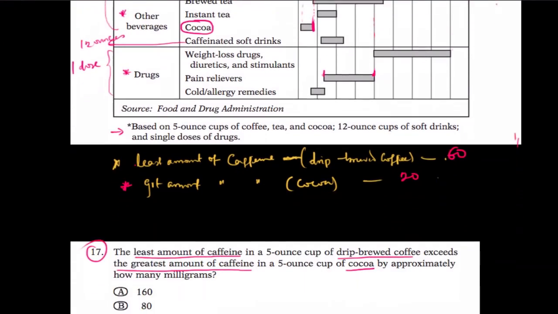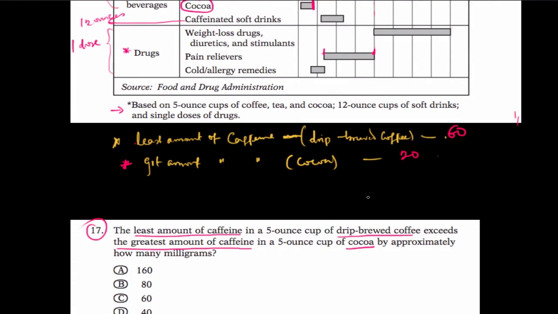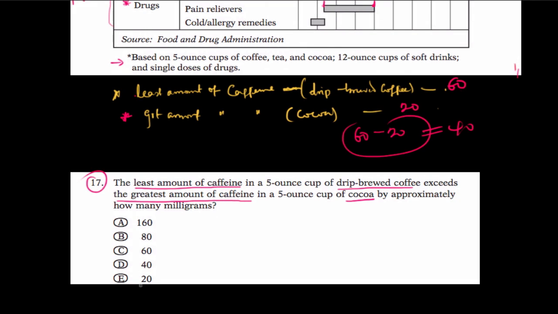So the gap, that is the least amount exceeds the greatest amount by 60 minus 20, and that's going to give you 40. So the solution to that problem should be 40, and then that completes the problem. So let's go to the next video and answer question number 18.